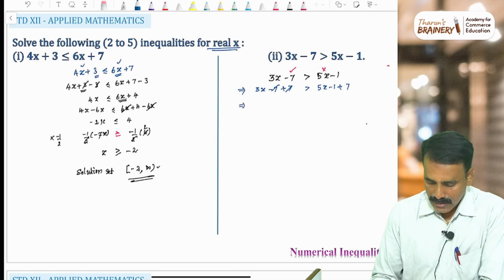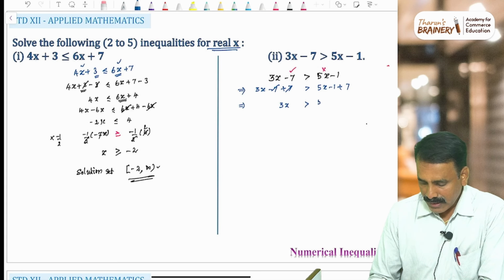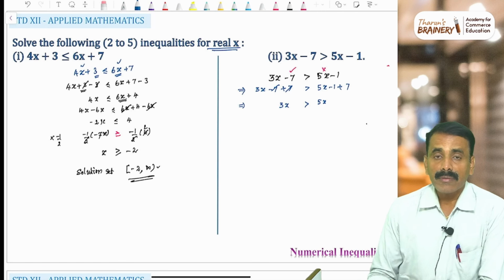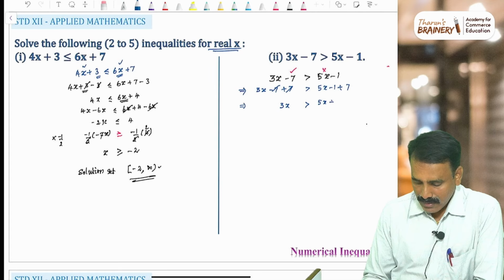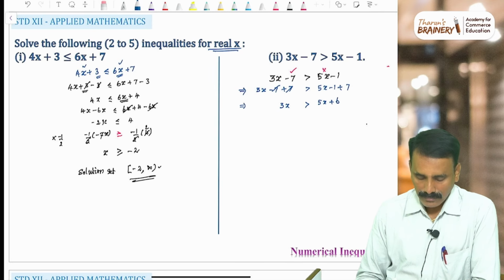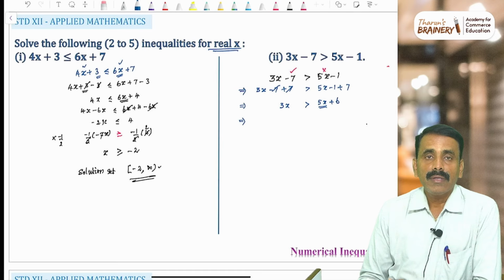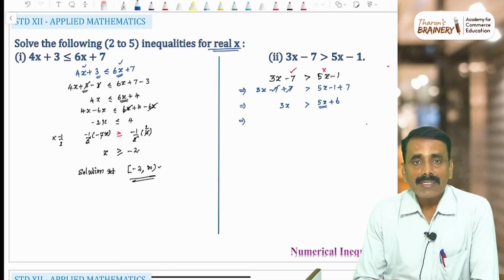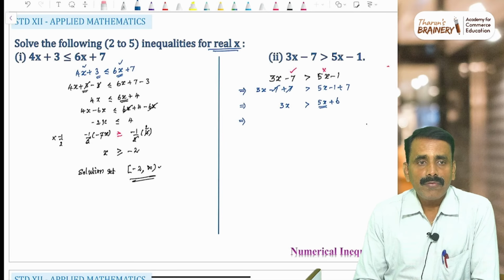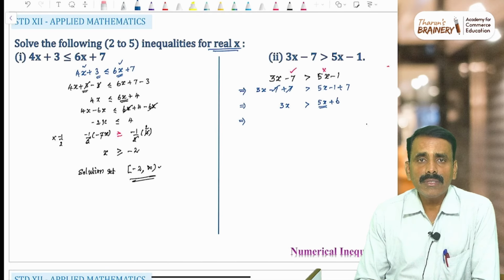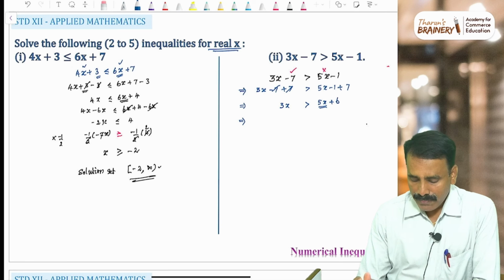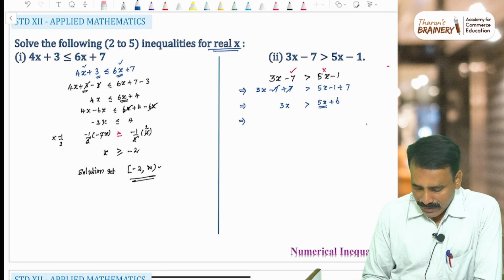So, it is 3x strictly greater than 5x minus 1 plus 7. Minus 1 plus 7 will be plus 6. See, we are going to add and subtract only in these steps. So, whether it is positive or negative, if you add or subtract, the inequality remains the same. So, we need not worry about the symbol changes.